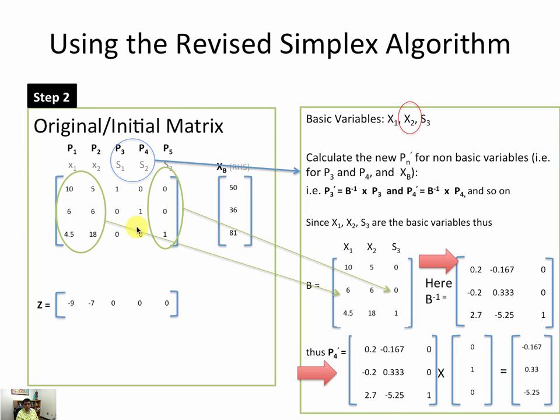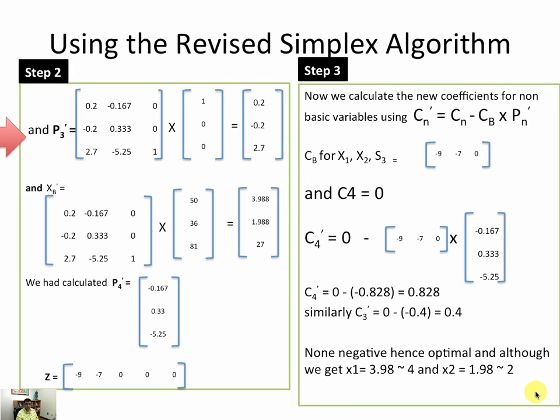P4 is 0, 1, 0, 0, 1, 0. It becomes minus 0.167, 0.33 and 5.25 with a negative sign. Similarly, we calculate P3 prime, which is B inverse multiplied by P3, and then XB prime, which is B inverse multiplied by XB. We get this value, and we had calculated P4 prime previously, this value.